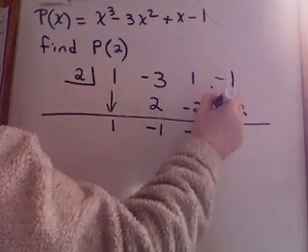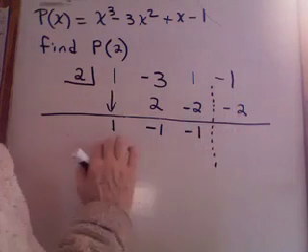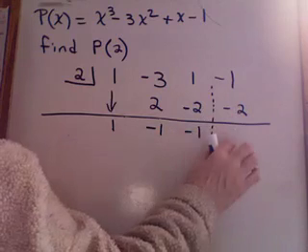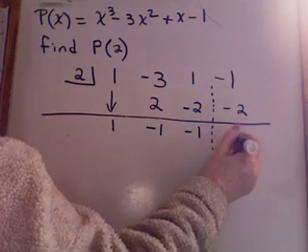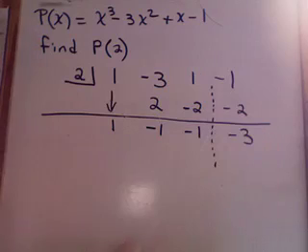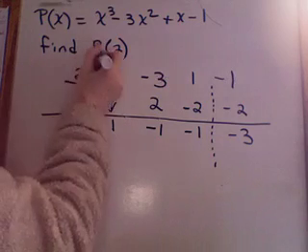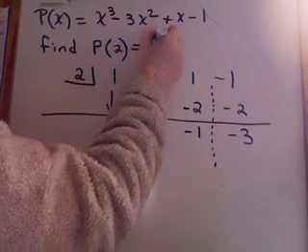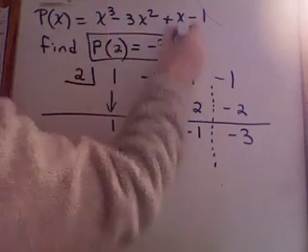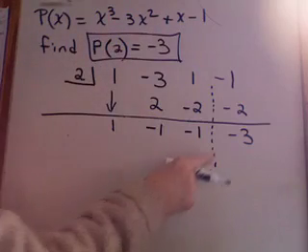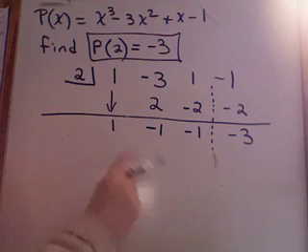Oh, I forgot to put this little dotted line because this is my answer for the division and this is the remainder. So what is the remainder in this one? And hopefully you get minus 3. And what that means is p of 2 equals minus 3. And it's a little bit shorter, less chance for error.